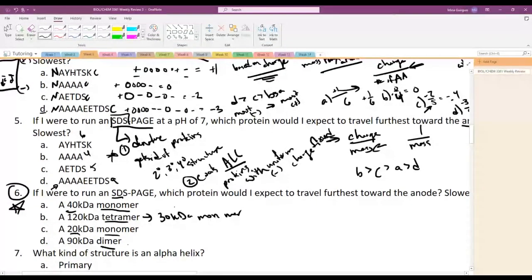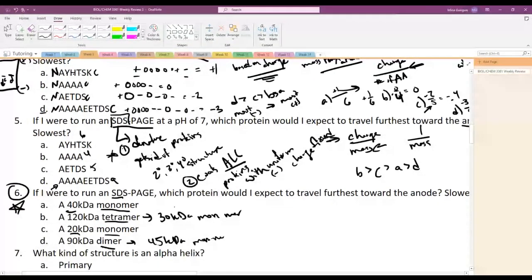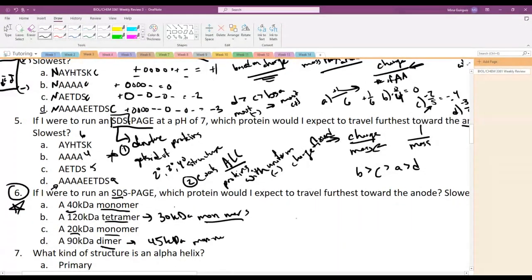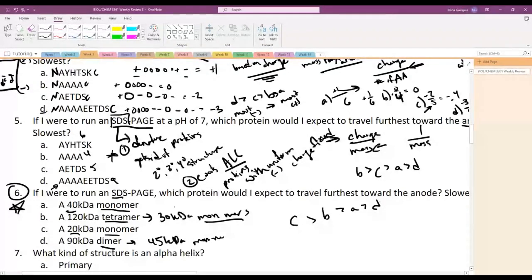And then D, this dimer, is going to be broken up into 45 kilodalton monomers. I apologize, I'm not sure why my things are getting erased. Now we need to rank these in terms of these new monomers. There we go. The lightest one is going to be C, so it's going to travel the furthest. Next is B, which was the heaviest, then A, and then D.